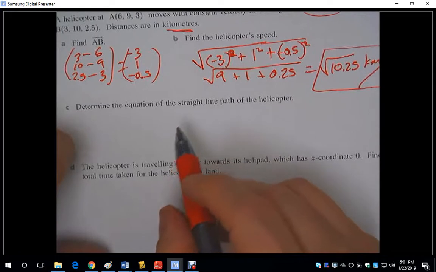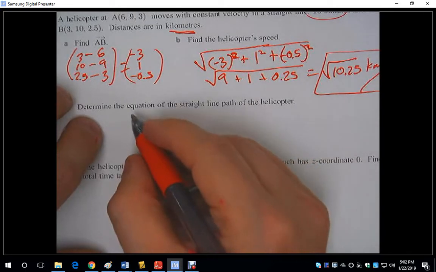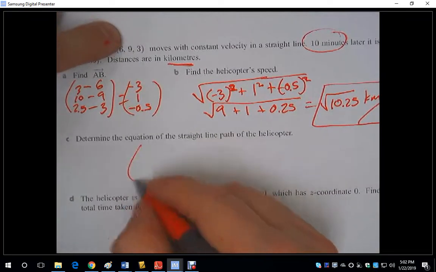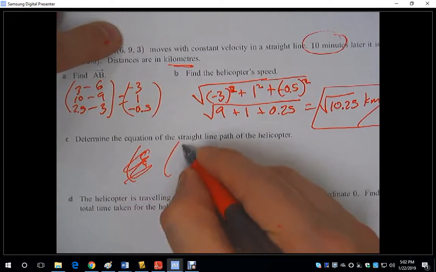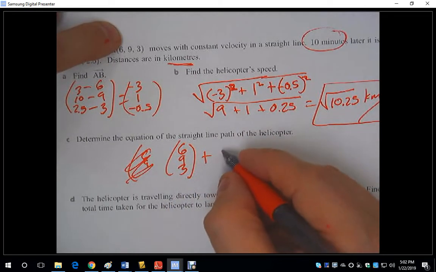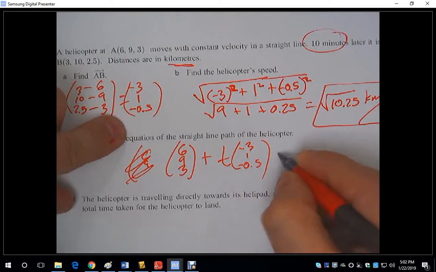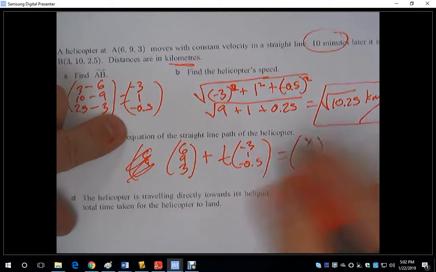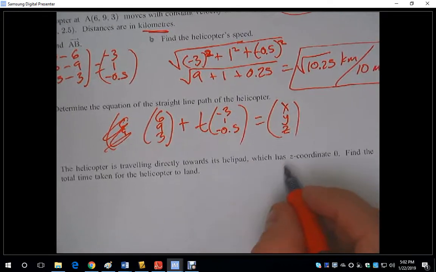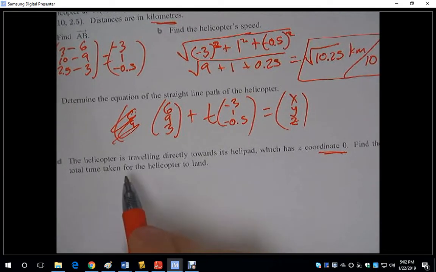Next one, determine the equation of a straight line path of the helicopter. So the equation, let's just use a vector equation, is going to be our starting point of 6, 9, 3 plus t times our direction vector of -3, 1, -0.5, and that's going to be equal to x, y, z. I just put this in a different order, but it's the same concept. The helicopter is traveling directly towards its helipad, which has a z coordinate of 0. Find the total time taken for the helicopter to land.